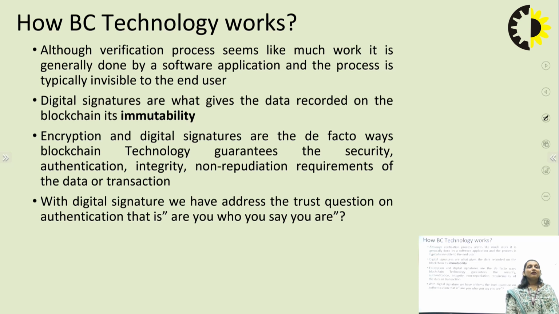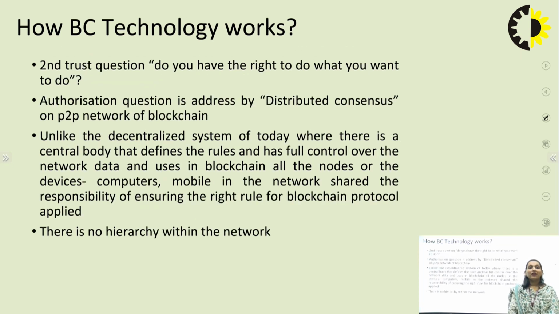The other thing is that the blockchain has to be immutable. All the data has to be recorded and not changed. No person will change it. If any changes are made to a document, it can be verified that the document has changed. So in the digital signature scenario, that is authentication. You can verify the trust question: are you who you say you are? The next question is whether you have the right to do it or not. That is addressed by authorization.